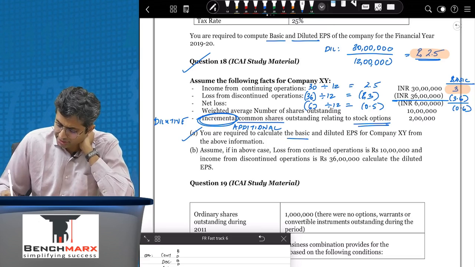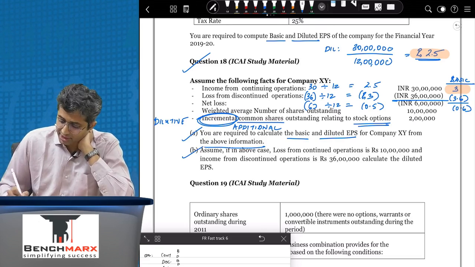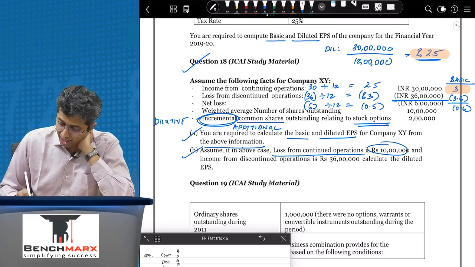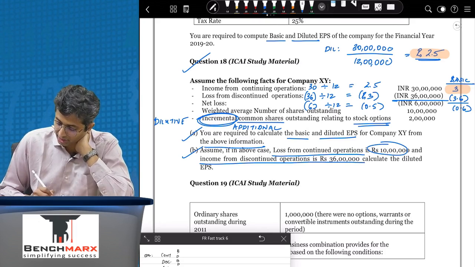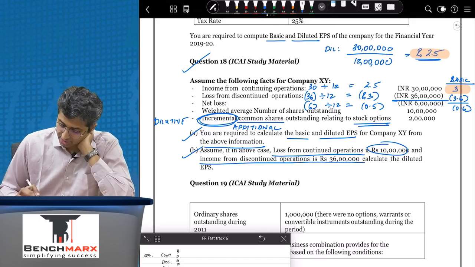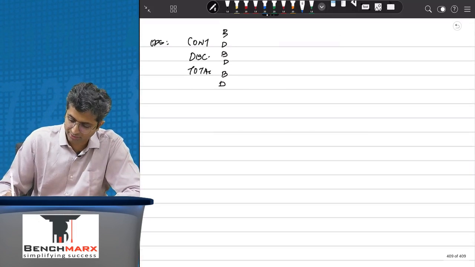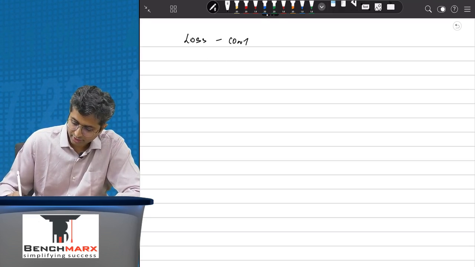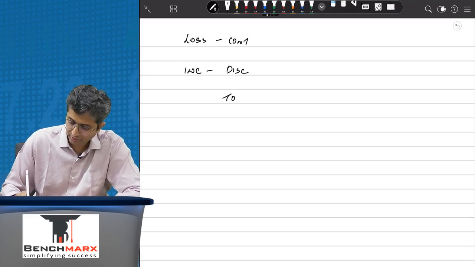You are required to calculate the basic as well as the diluted EPS of company XY from the above information which we have. Second, assume in the above case the loss from continuing operations is 10 lakhs and the income from discontinued operation is 30 lakhs. Then you are supposed to calculate the EPS. So over here you will have loss from the continuing operations, income from the discontinued operations, and hence your total operations.